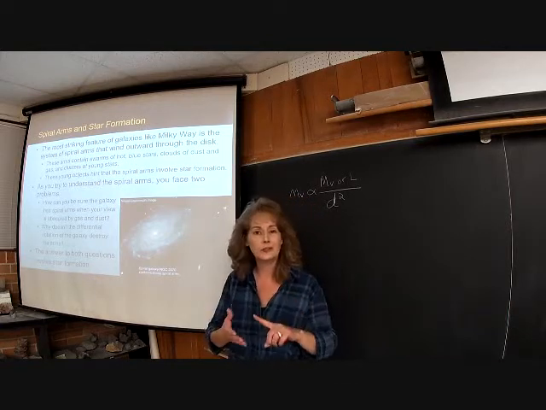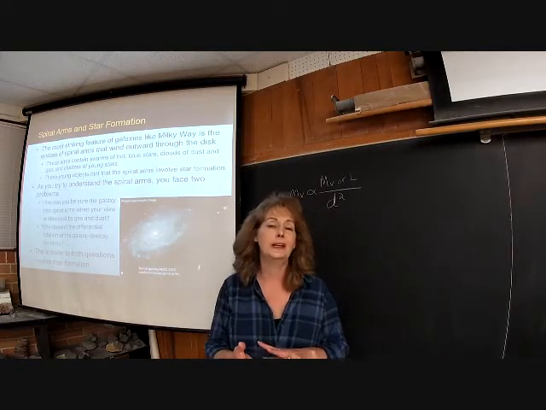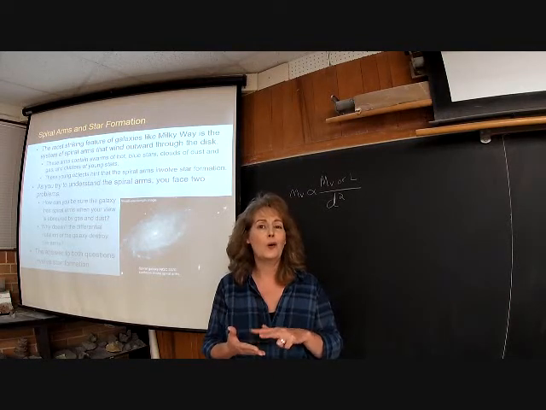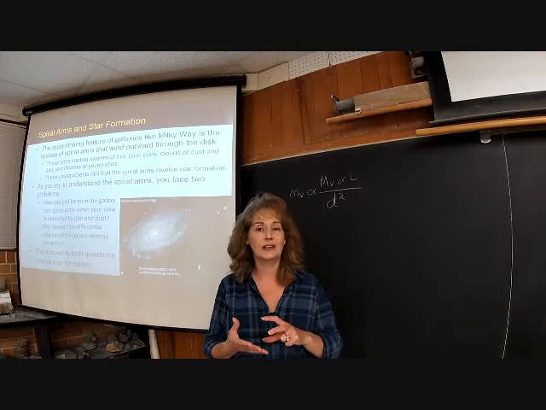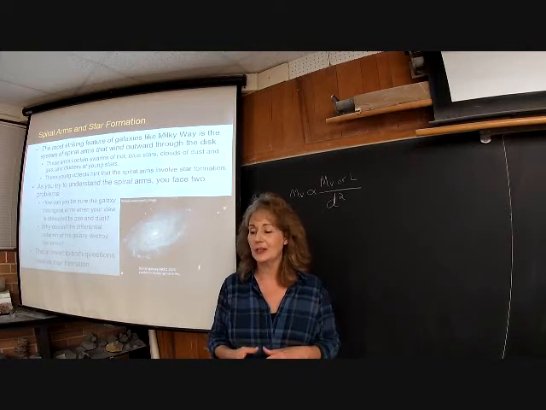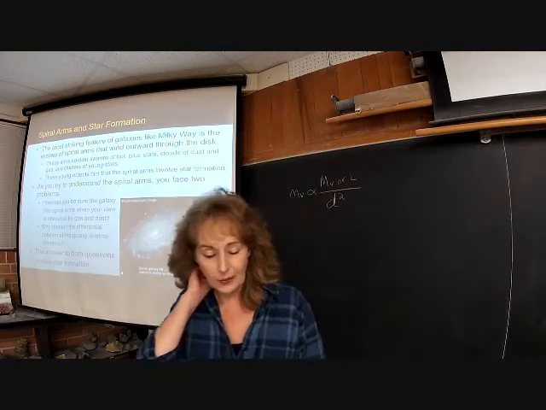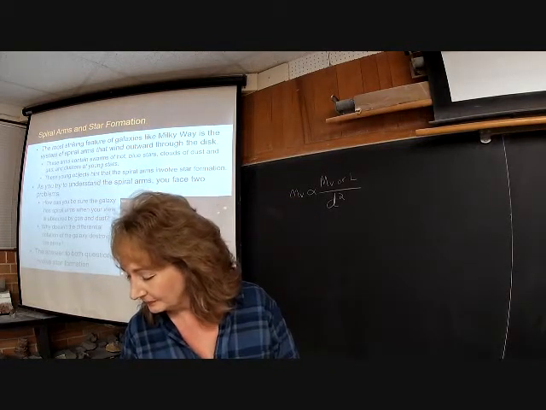And so we want the objects to be young, and we want them to be very luminous. So the hot O and B stars, those giants and supergiants, O and B stars, make great spiral tracers that we talk about in here.